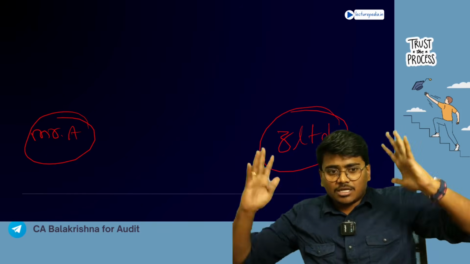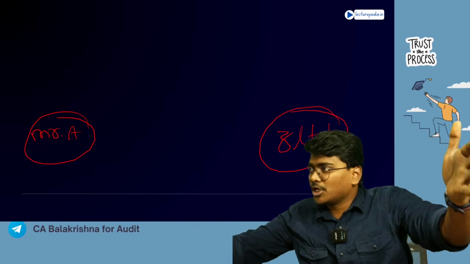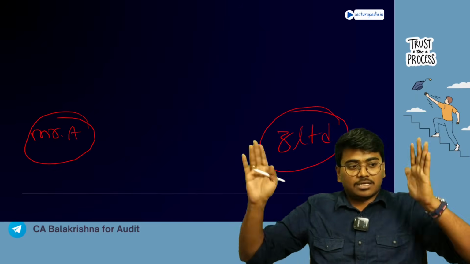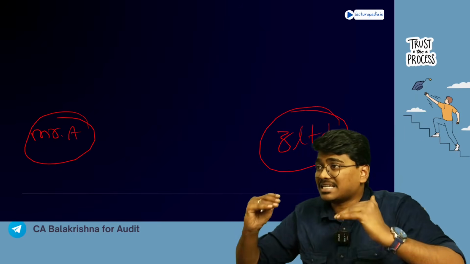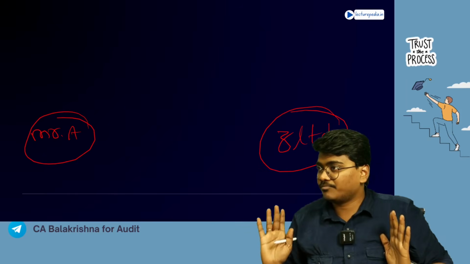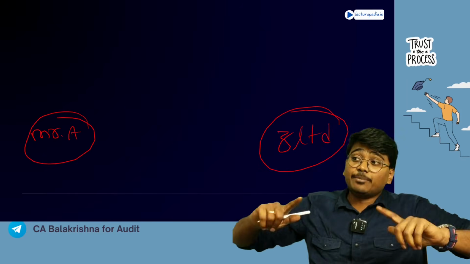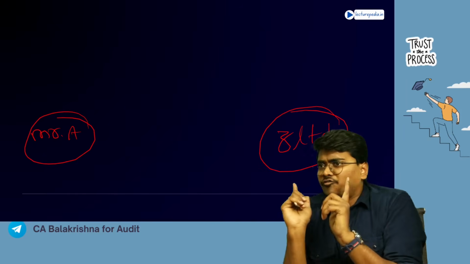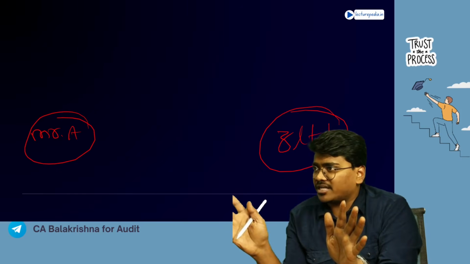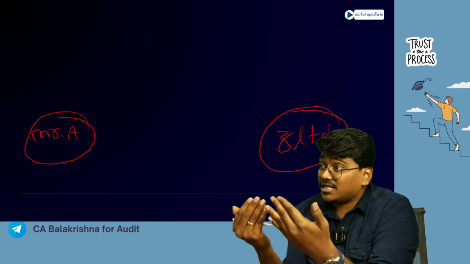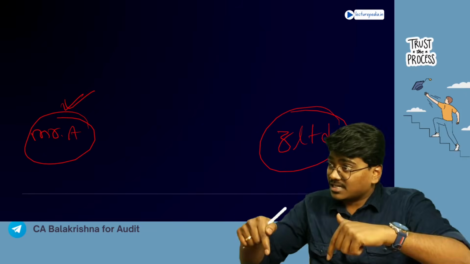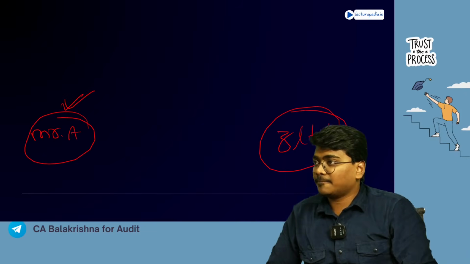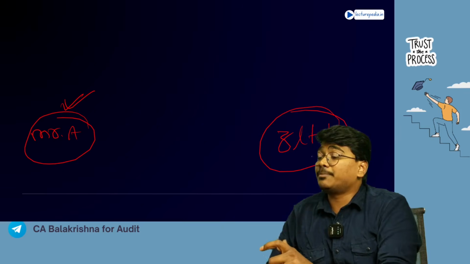So, just by seeing their relationship, you will come to a conclusion that Mr. A is independent of Z Limited. This is known as independence in appearance. Okay, next, independence in mind. Now, if we see, okay, everything is fine, he is independent, but actually Mr. A, in his mind, is he really independent? That is known as independence in mind.